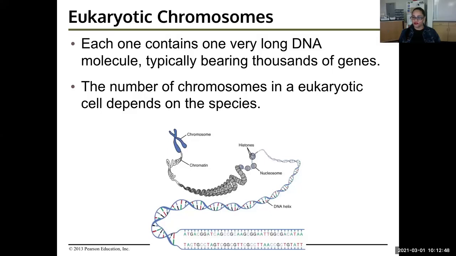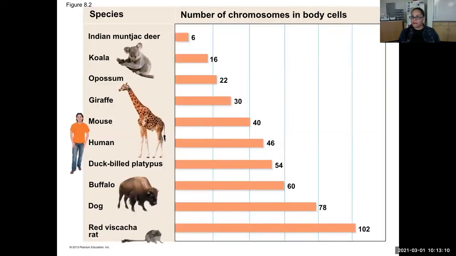There's a good picture of the organization of chromosomes. Get unwound all the way to DNA, all the way to the nucleotides, the ACTG, which we'll go over in the next chapter. Number of chromosomes in body cells. So like I said, different animals, different plants, different organisms have a different number of chromosomes. Humans, right in the middle, we have 46 on average. A mouse has 40, a giraffe has 30, and so on and so forth.